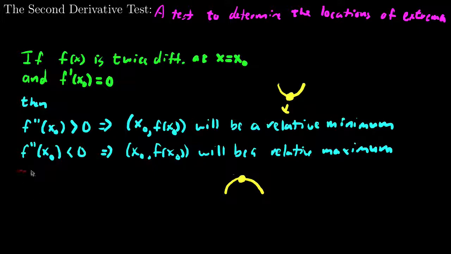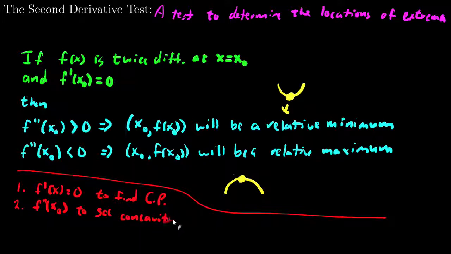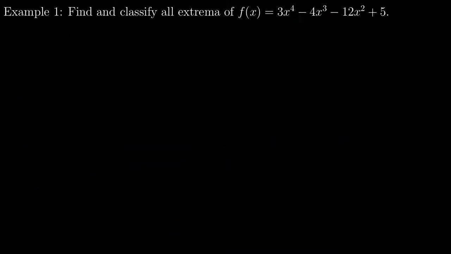And so the plan is this. First, take the derivative and set it equal to 0 to find critical points. And then second, evaluate these to see concavity, and as such, classify the extrema. So let's see an example. Find and classify all extrema of this.